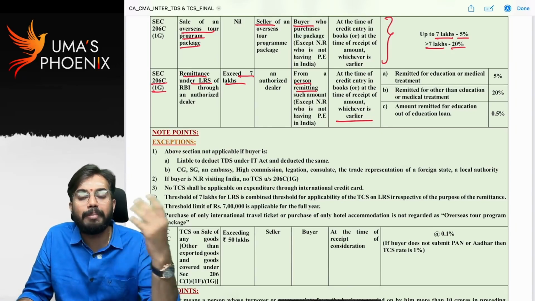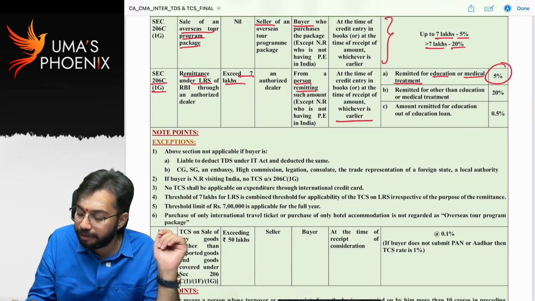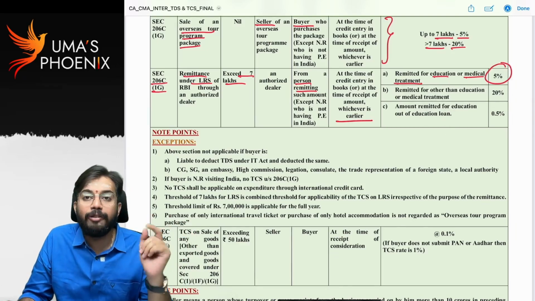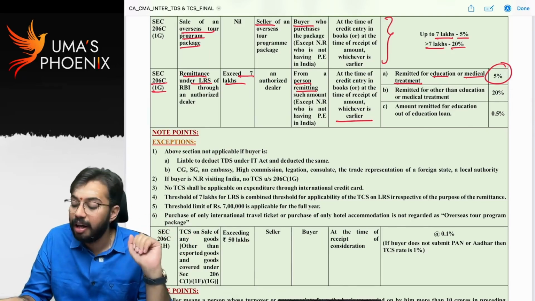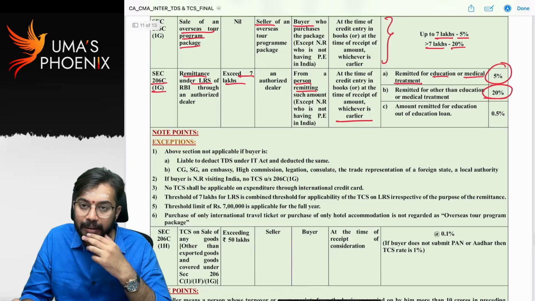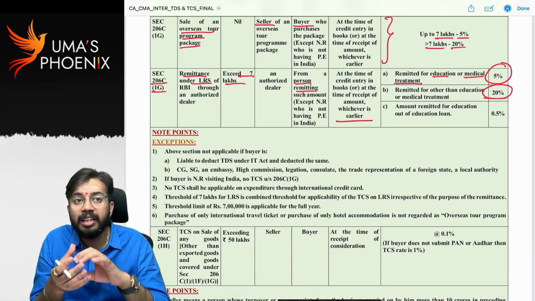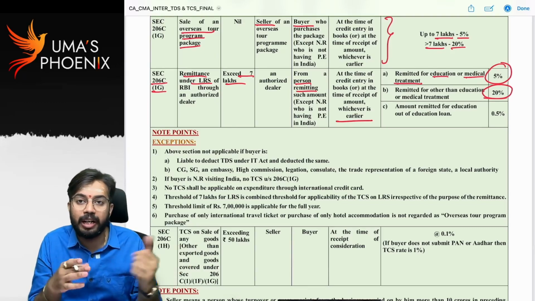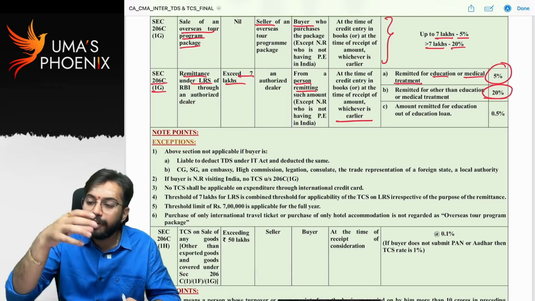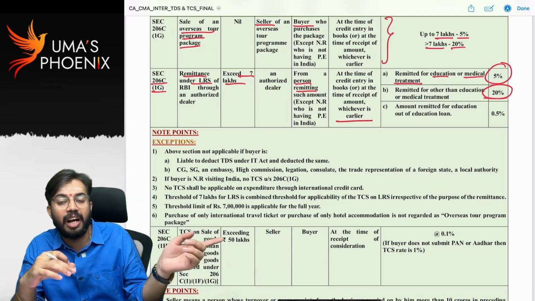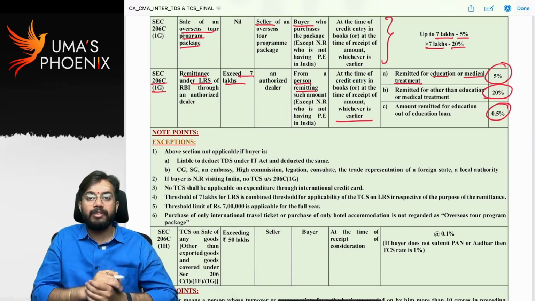If I am remitting money outside India for education or medical treatment, then the rate of TCS is 5%. If I am remitting money outside India other than for education or medical treatment, the rate of TCS is 20%. I took an education loan of 80 lakh rupees and this 80 lakh rupees is transferred outside India. That means if an education loan is taken and the funds of the education loan are remitted outside India, in such a case not 5%, only 0.5% TCS will be collected.